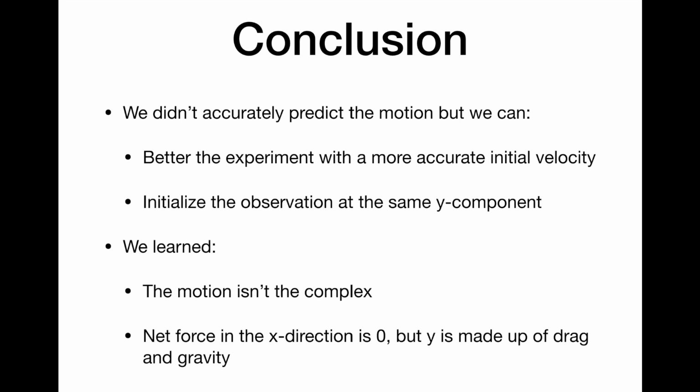So, to summarize, we didn't accurately predict the motion of the ball with the computer model, but we could do so in future experimentation if we used a more accurate initial velocity, and if we initialized the experiment at the same y value as the final y value. Finally, we learned that the motion isn't all that complex, and it's actually made up of the x direction net force, which is equal to 0, and the y direction net force, which is composed of the drag force and gravity force.